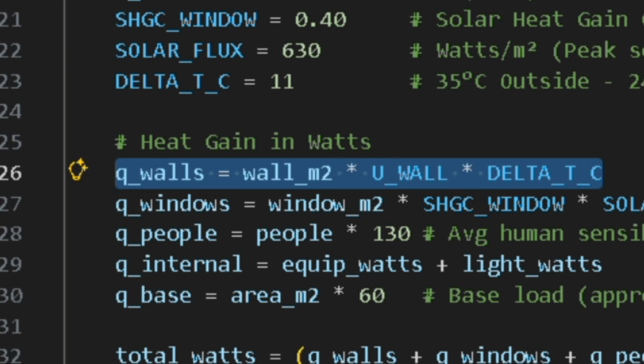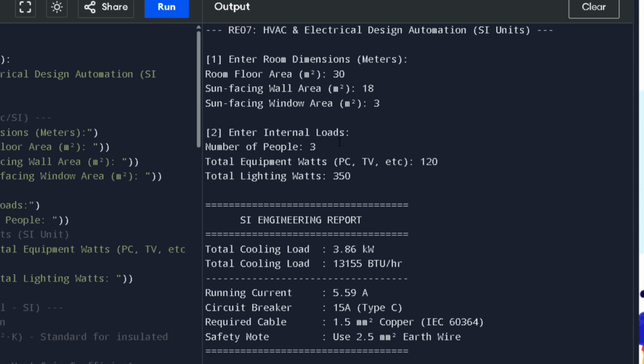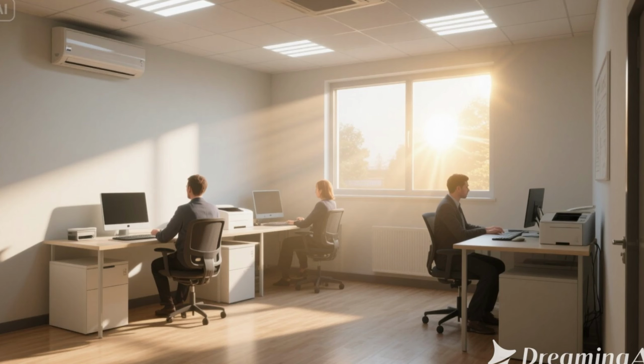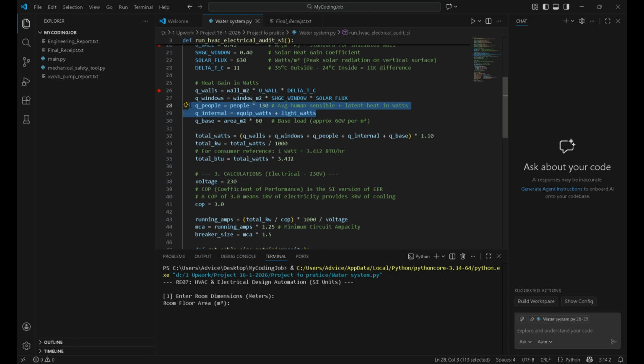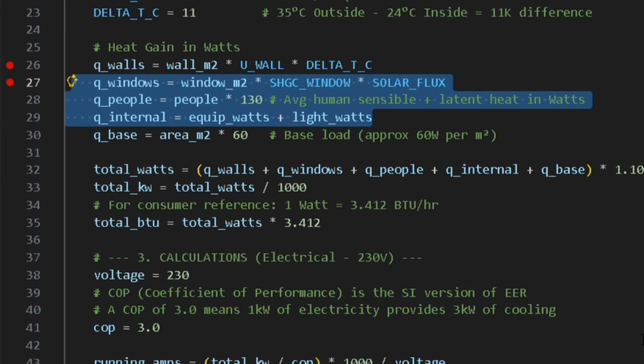Heat gain through windows. Q_windows = window_M2 * SHGC_window * solar_flux. This equation calculates solar heat gain through glass windows. Unlike walls, windows transmit radiant solar energy directly into the room. The SHGC factor ensures realistic estimation depending on glass type.